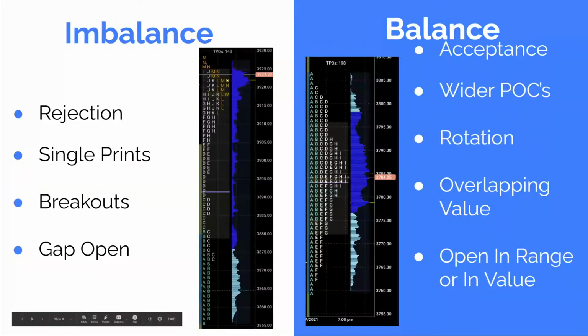You can see it's more stretched out, and there's single prints. I'm going to get into detail on this in a minute. But that represents imbalance. It's seeking equilibrium, and it's trying to find equilibrium, and price is having to search.